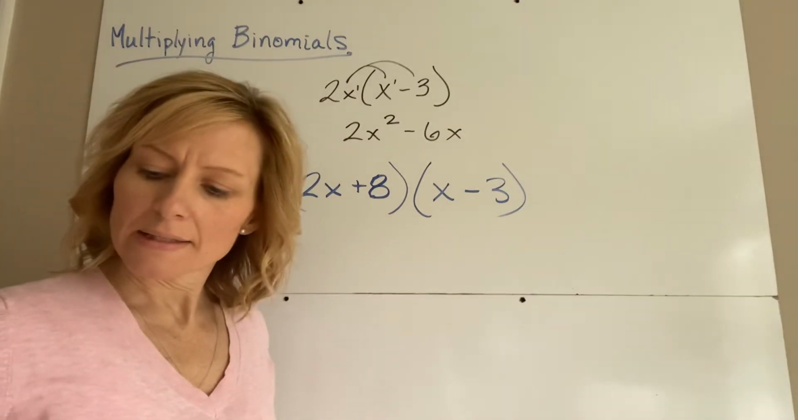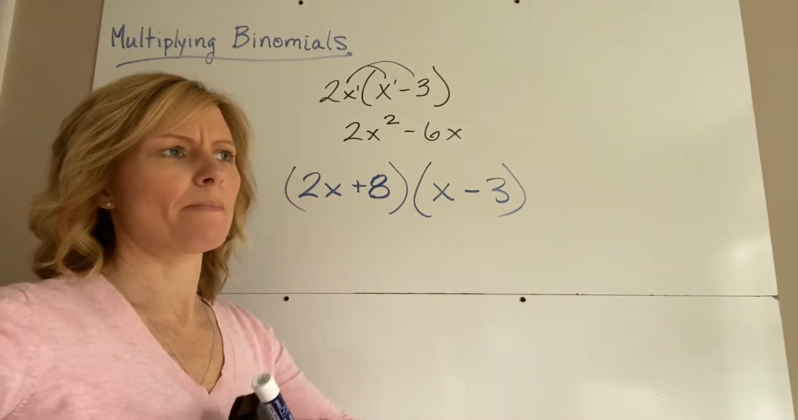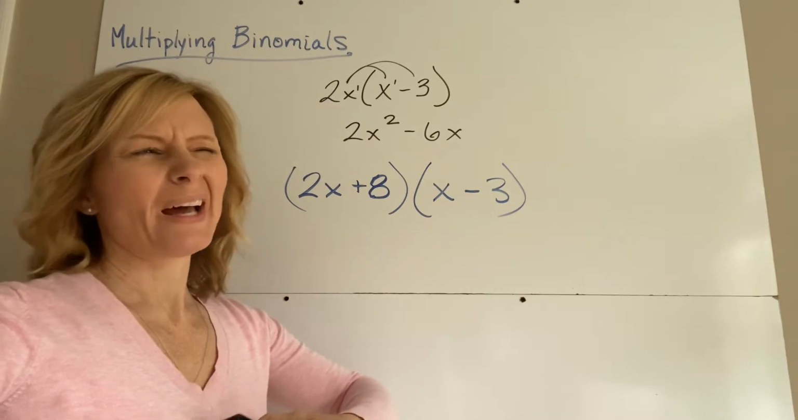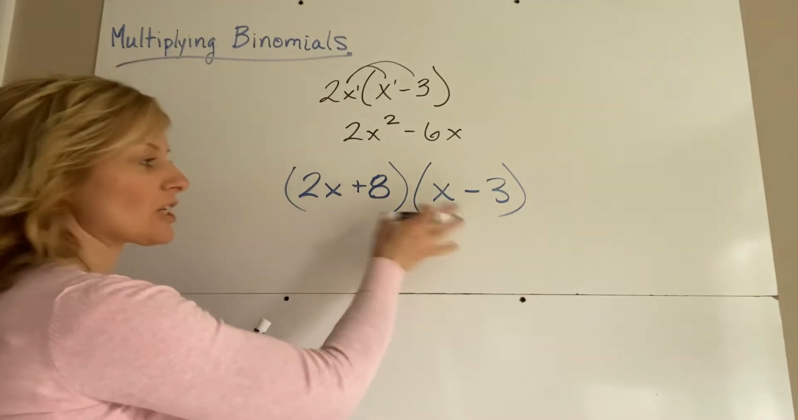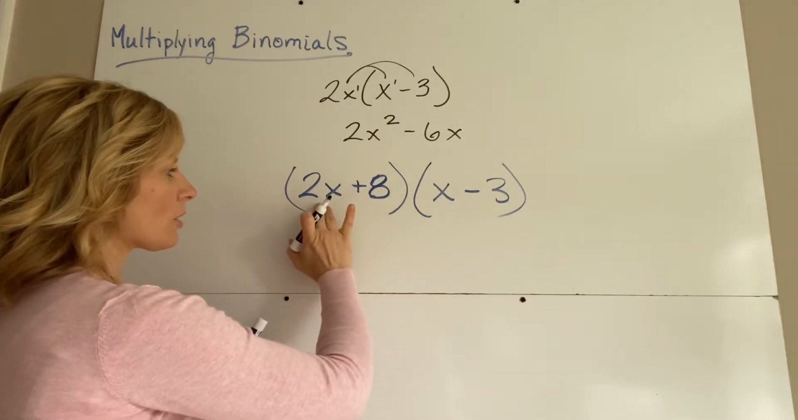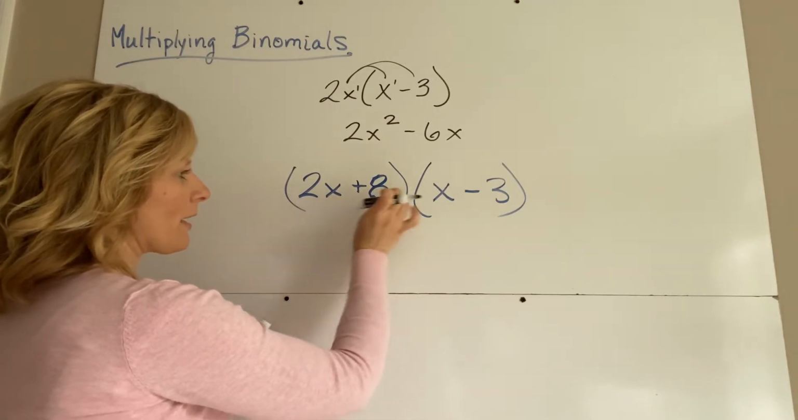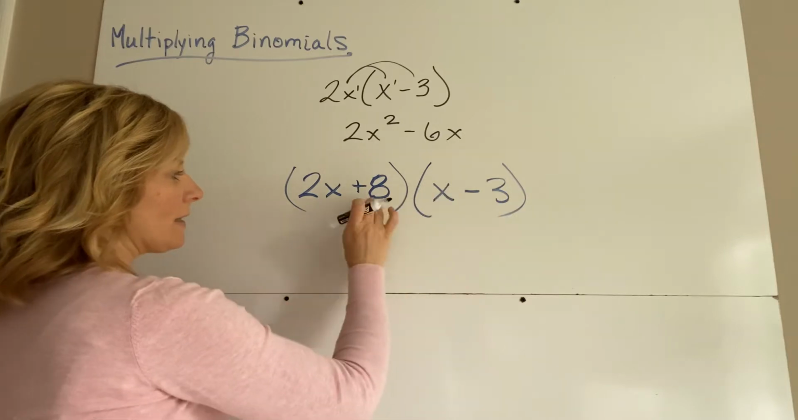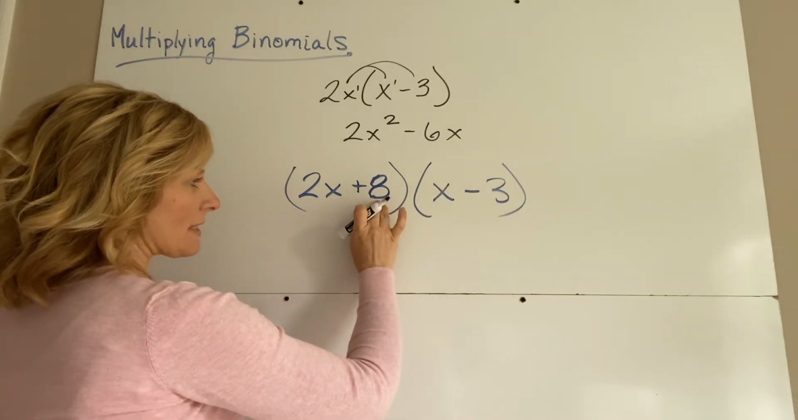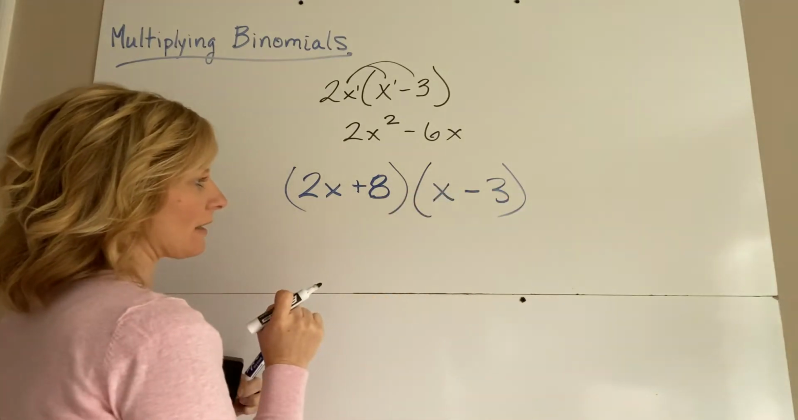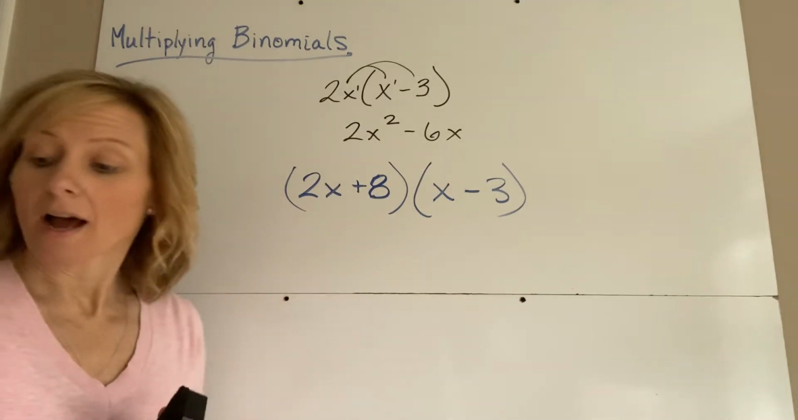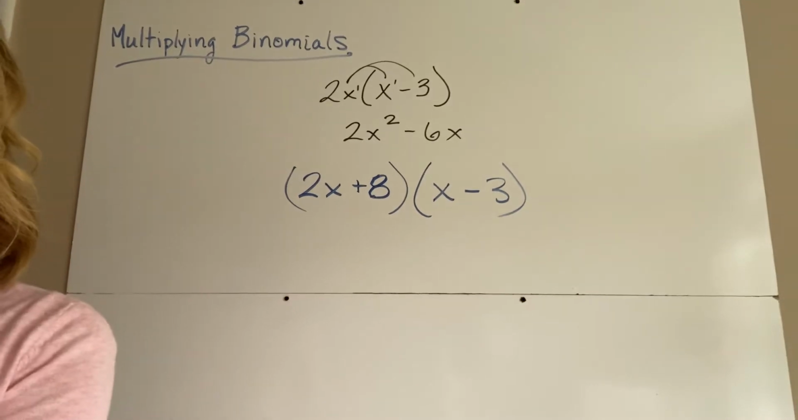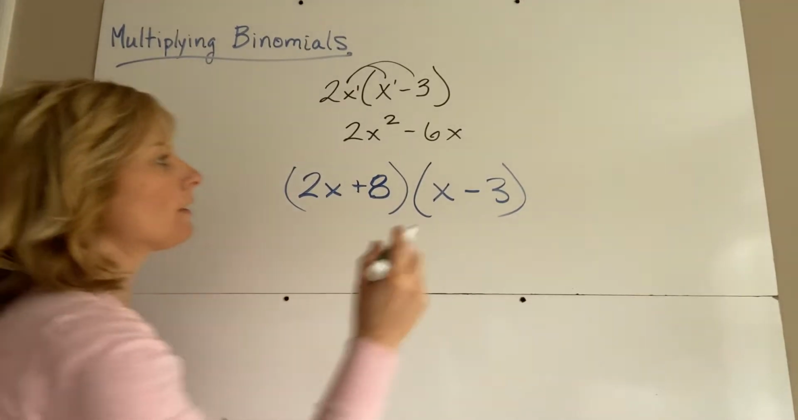Now, I like this in that FOIL won't always work, but it's kind of tedious and we don't really need to worry about it when we just have two binomials, right? We took this term and multiplied it by everything inside. Then we took this term, the 8, and multiplied it by everything inside. It taught you to just use the FOIL method.